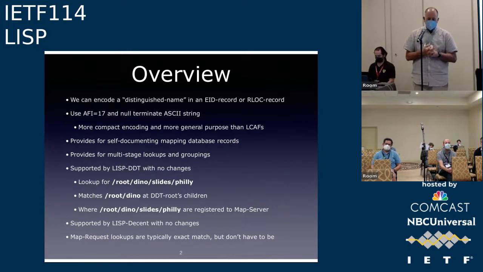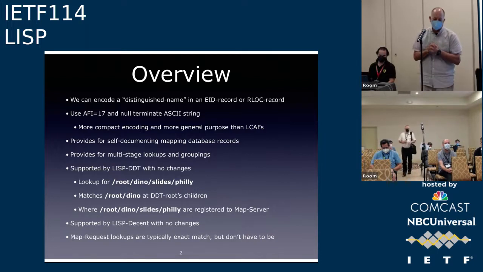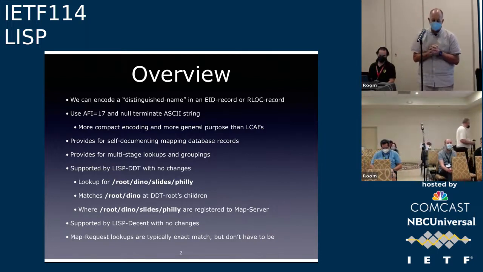Map request lookups, in the use cases that I've implemented and that are currently written in specs, do exact match, but you could also do partial matches. Like if I looked up /root/dino/slides/philly and /philly wasn't registered, but /root/dino was, you could get that returned. And that would just be a natural thing that the map server would do with no changes. Next slide.